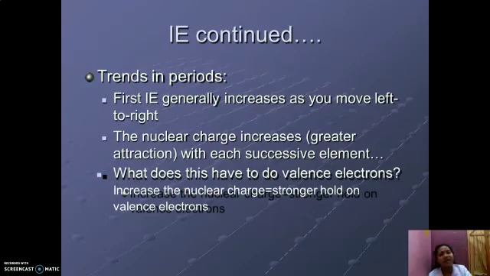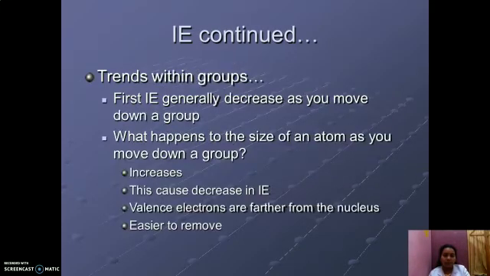We'll check the trends in a group and a period. If we check down the group, from lithium, sodium, potassium, rubidium, to cesium, we said already there are 3 factors: atomic size, nuclear charge, and screening effect. Lithium has a small size. Going down the group, the atomic size of the atoms increases.